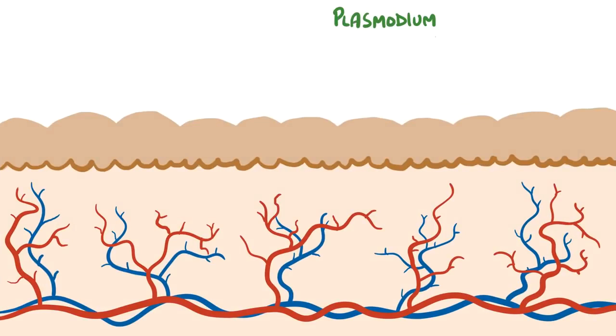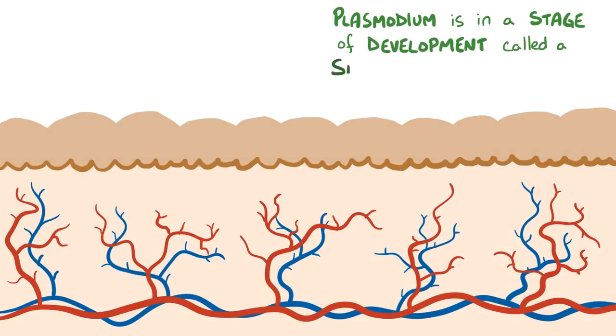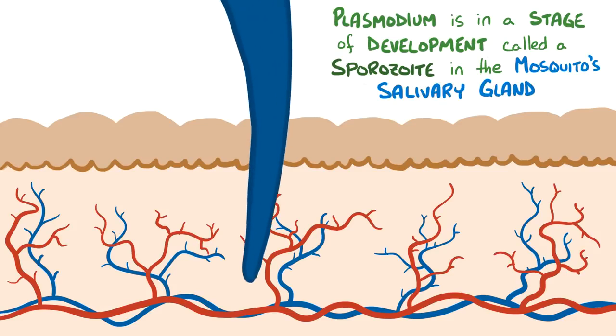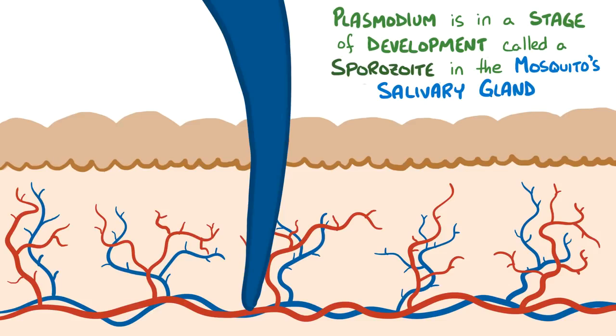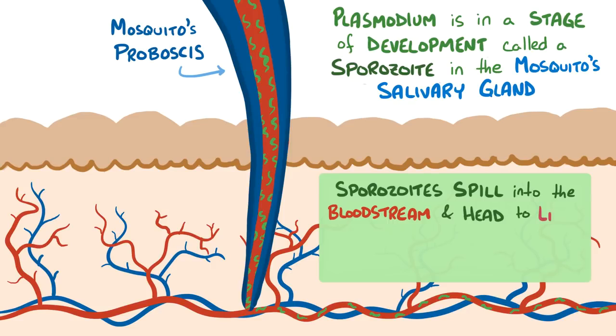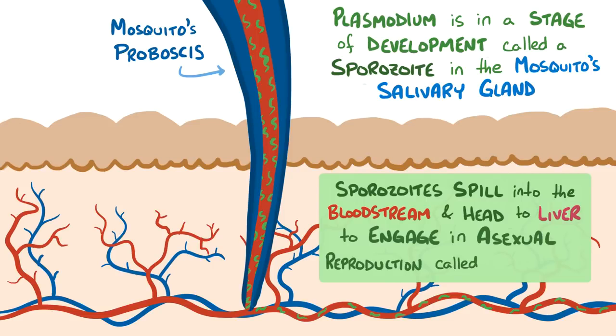At this point, the Plasmodium is in a stage of development, called a sporozoite, waiting patiently in the mosquito's salivary gland. When the mosquito pierces a person's skin with its long and needle-shaped tusk, called a proboscis, the tiny worm-like sporozoites spill out of the mosquito's saliva and make it into the bloodstream. Within minutes, the sporozoites reach the liver and mount an attack on the hepatic parenchymal cells, where they start asexual reproduction, also known as schizogony.